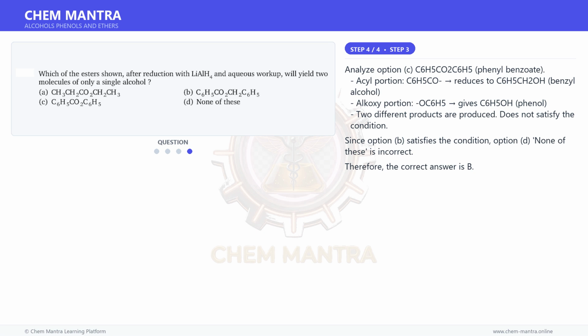And for the final step, analyze option C, C6H5CO-OC6H5, phenyl benzoate. Acyl portion, C6H5CO reduces to C6H5CH2OH, benzyl alcohol. Alkoxy portion, OC6H5 gives C6H5OH, phenol. Two different products are produced. Does not satisfy the condition.